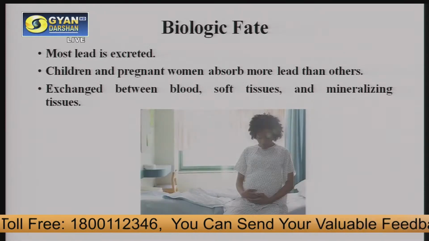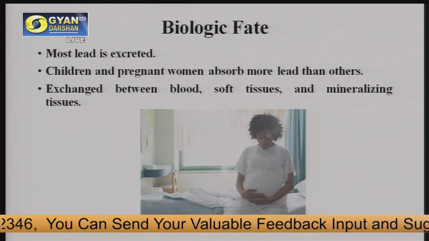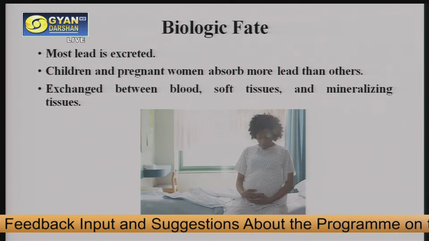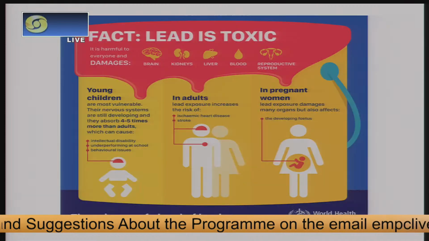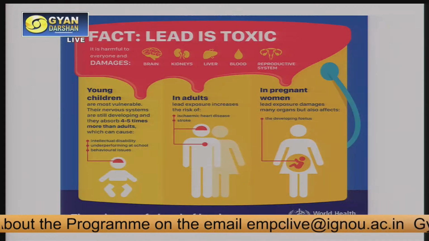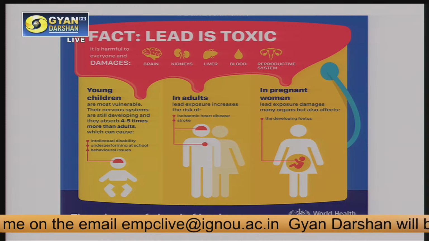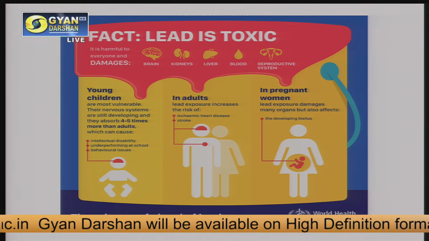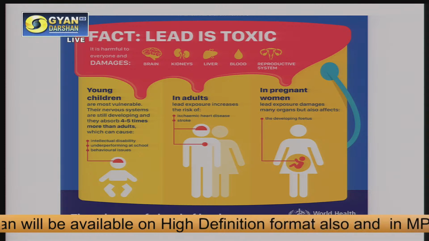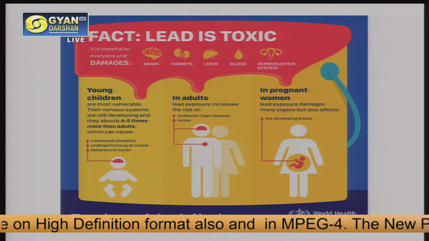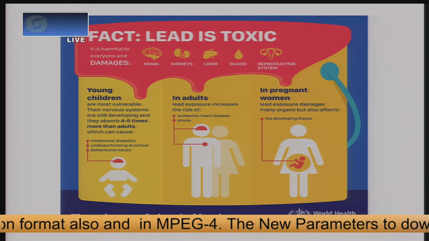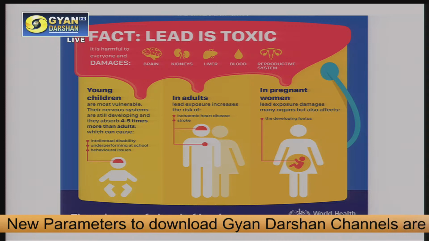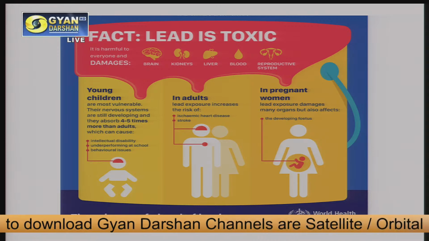So most lead, as I told you, is excreted, and it is exchanged between the blood and the soft tissues and the other tissues of the body, and it gets deposited over time. In young children, the absorption capacity is 4 to 5 times more than in adults, so they have been classified as the most vulnerable population for lead poisoning. Hence, it is extremely important that educators and schools dealing with children become educated about the presence of lead in our environment.